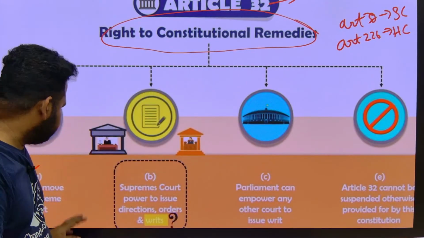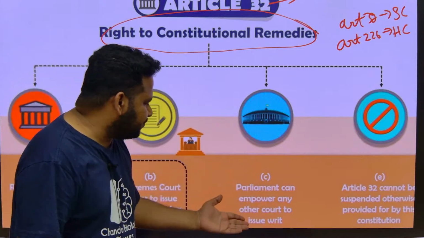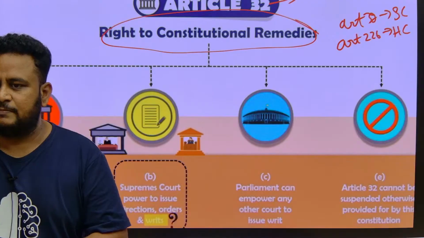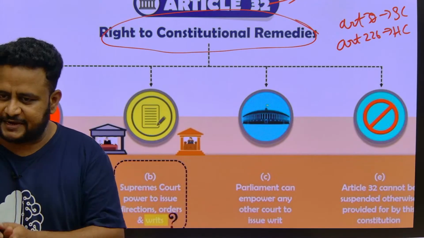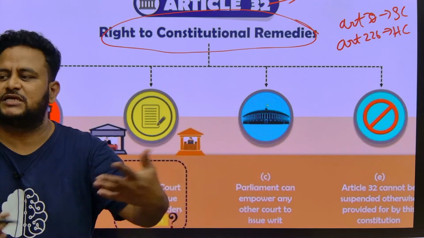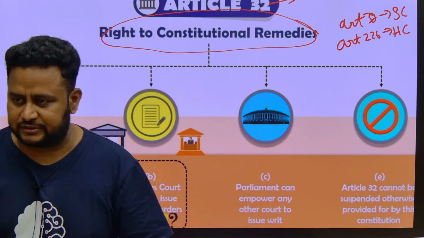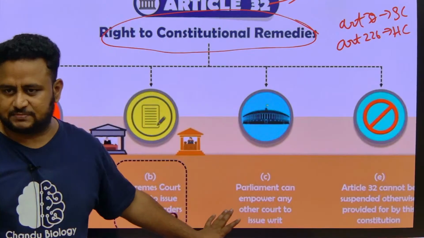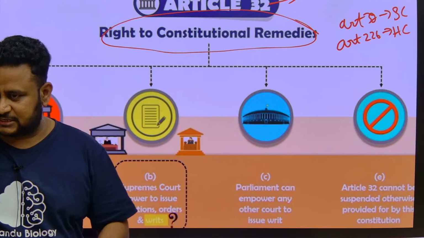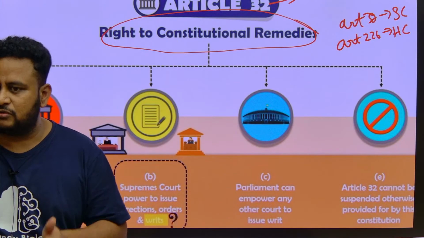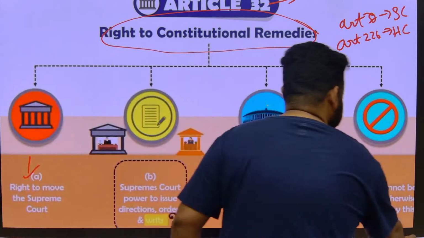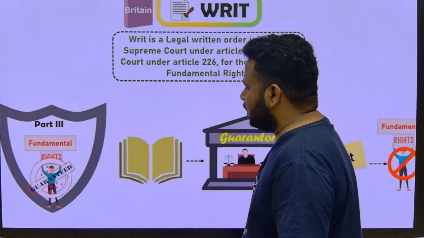Clear? Now, Parliament can empower any other court to issue writs. In general you can go to the Supreme Court or High Court, but in some circumstances Parliament can also empower some other court, maybe a district court or a sessions court, to issue the writ. That is also possible, but in general, forget the exception. Remember Supreme Court and High Court. That's enough.